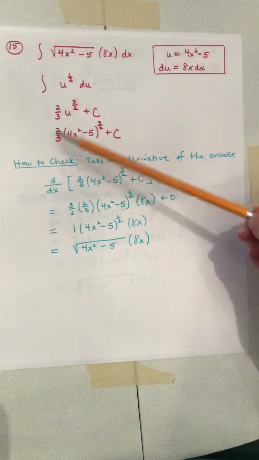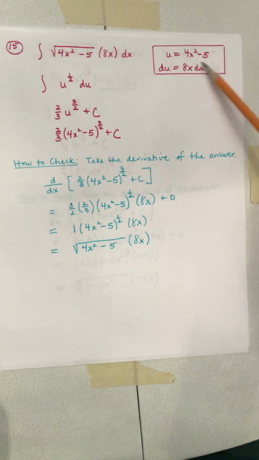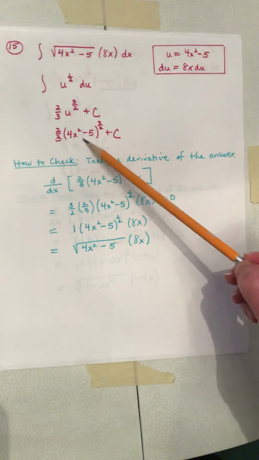And then we take out the u and put in the x expression, which is 4x squared minus 5.